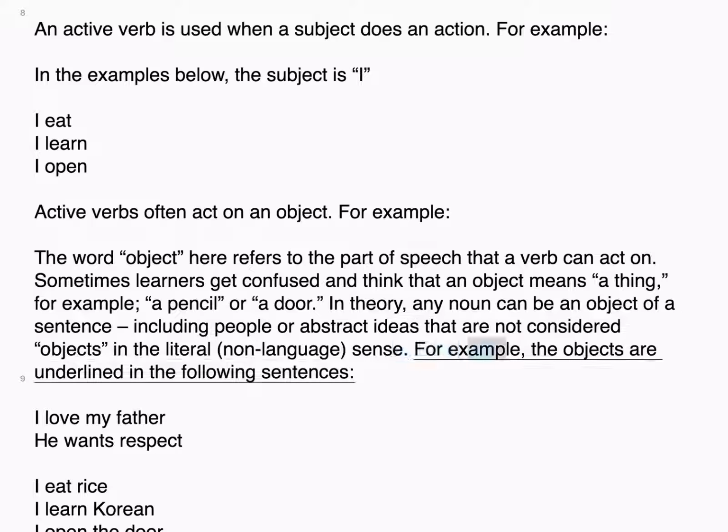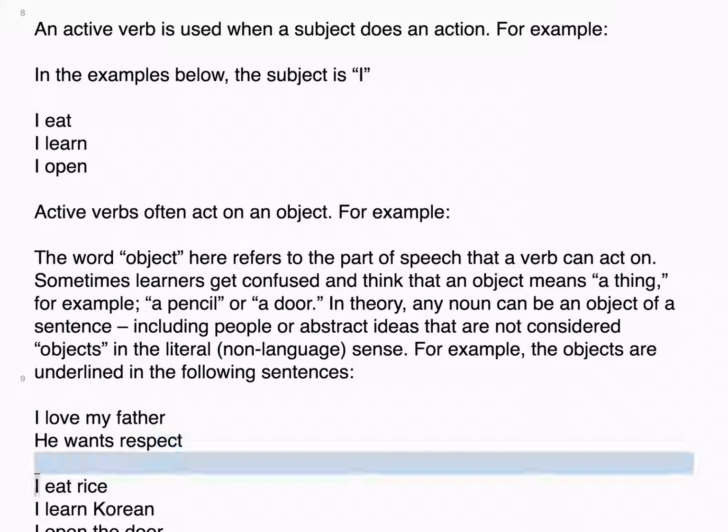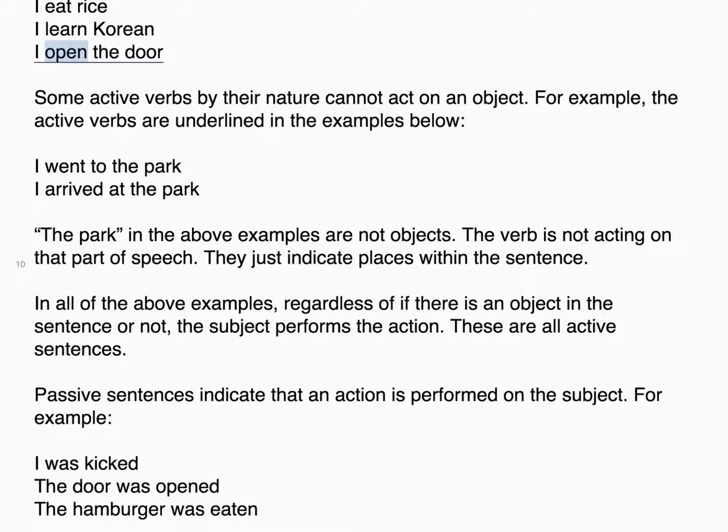For example, the objects are underlined in the following sentences. I love my father, he wants respect. I eat rice, I learn Korean, I open the door. Some active verbs by their nature cannot act on an object. For example, the active verbs are underlined in the examples below. I went to the park, I arrived at the park. The park in the above examples is not an object. The verb is not acting on that part of speech. They just indicate places within the sentence.